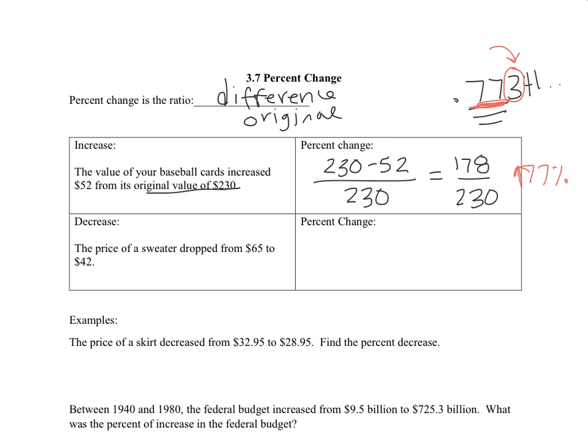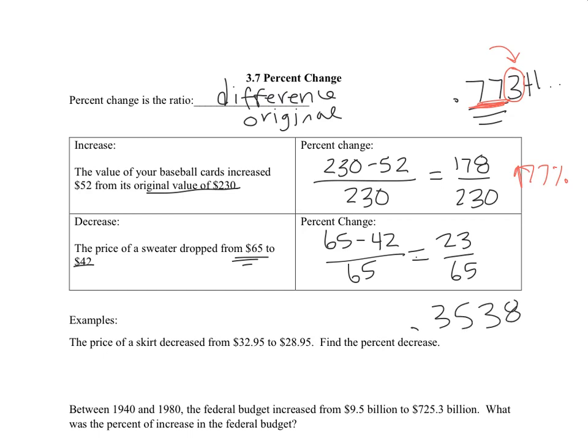The price of a sweater dropped from 65 to 42. So I'm going to do 65 minus 42 over the original price, which is 65. So 65 minus 42, that's the difference, is 23 over 65. So I divide it by 65, and I get 0.3538. Again, I want two decimals, because we're talking about percent. I'm going to look at this number. This number is 4 or less, so I'm going to keep it as going down 35%.